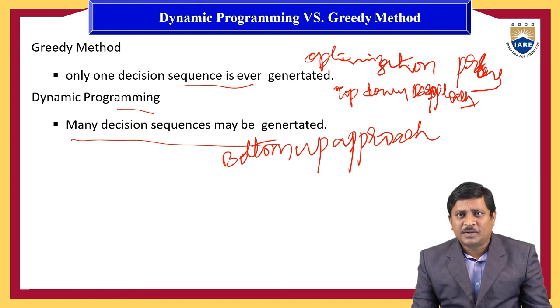In that method, we observe that we solve the problems from top to bottom, and also find the optimum solution. In the greedy method, we do not come back to the previous stage and solve the previous stage again. That is not possible in the greedy method.